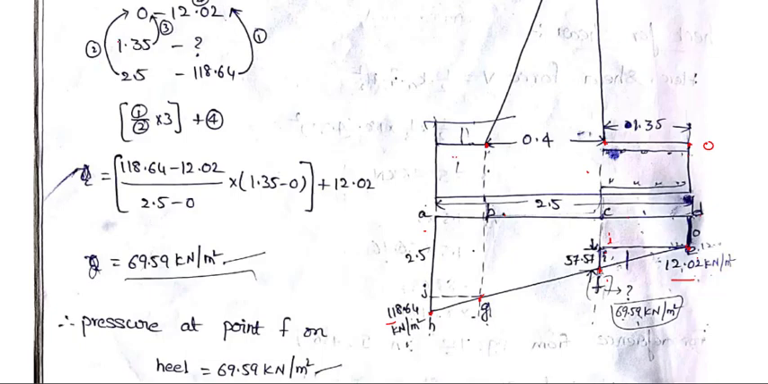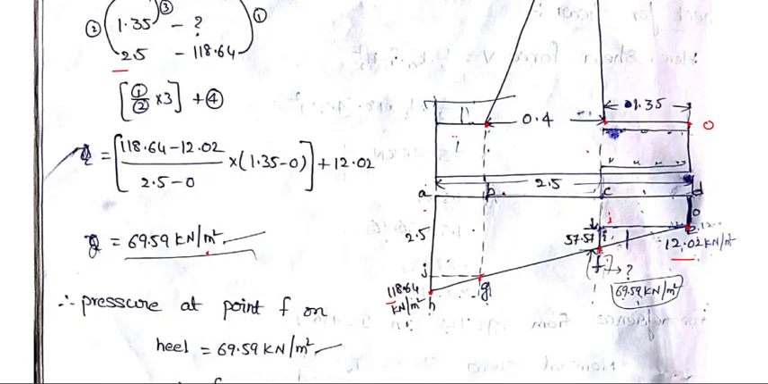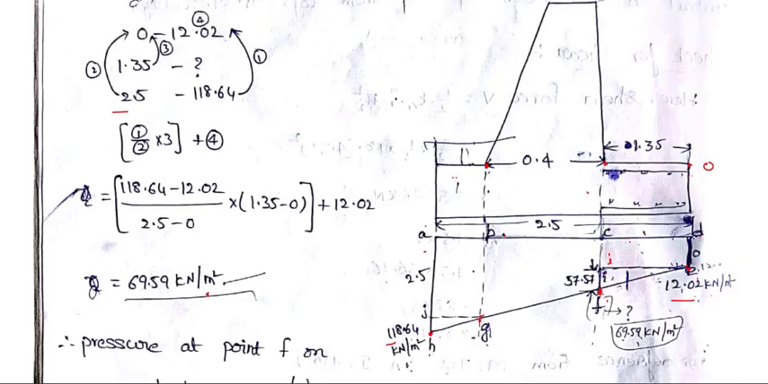So at 0, 12.02. At 1.35 we do not know the value. At 2.5, 118.64. So what we need to find out is the value here. At C, what is the value? So let's find out this value.